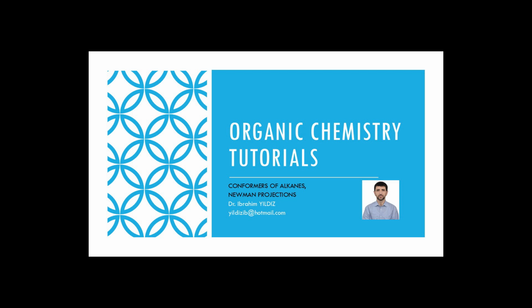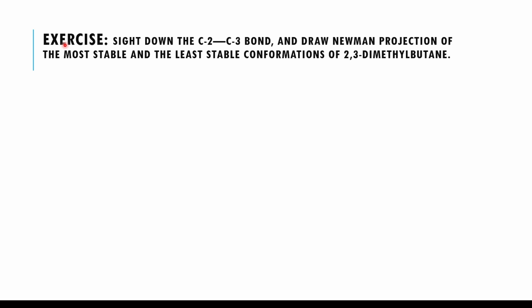Hi, in this tutorial we have an exercise related to Newman projections of butanes. The question in the exercise asks us to sight down the C2-C3 bond and draw the Newman projection of the most stable and the least stable conformations of 2,3-dimethylbutane.